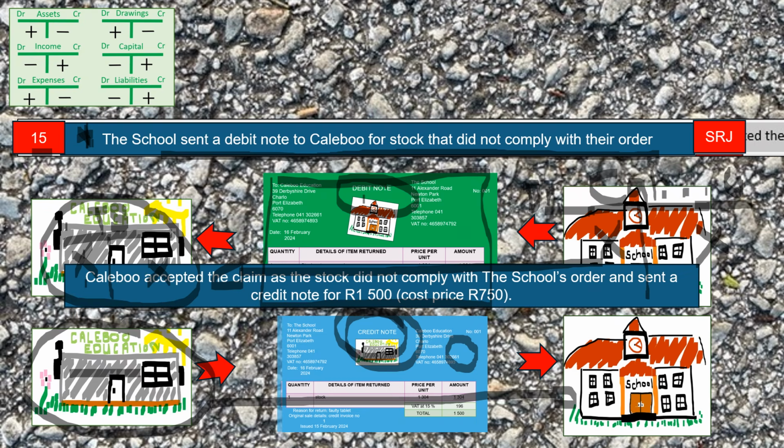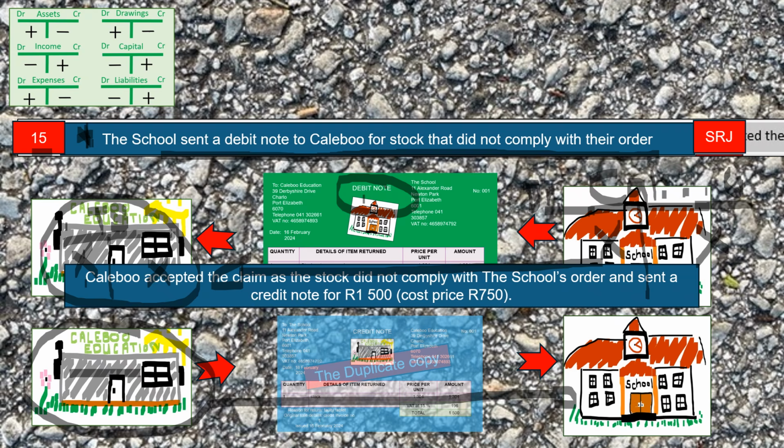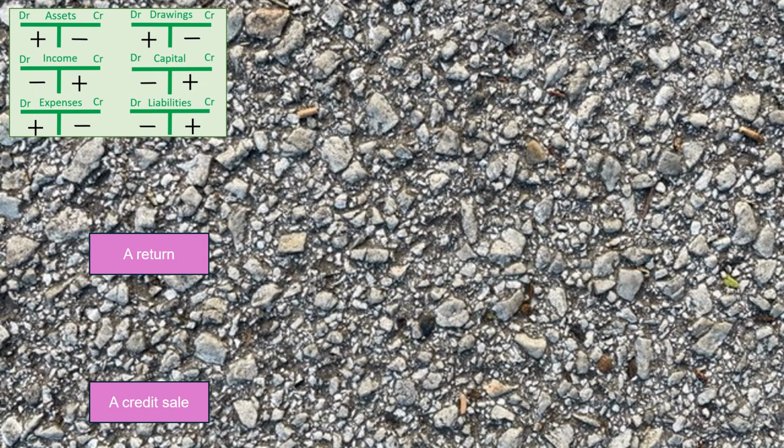So Calibu accepted that and sent a credit note. That's what that says there. And there we go. The credit note was sent to the school. And what was left with us, Calibu Education? The duplicate copy. And that duplicate copy is going to be used to record the transaction. I've put in here a return and a credit sale.